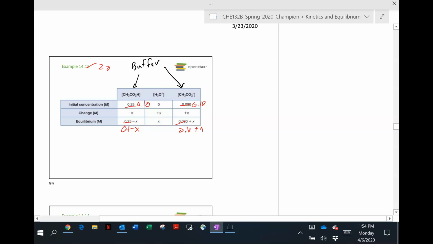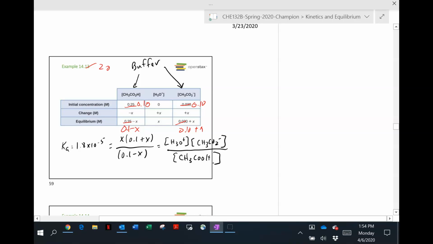The example in your textbook is 14.20, and if we plug these values in, Ka is 1.8 times 10 to the negative 5th because it's acetic acid, and we would have X times 0.1 plus X over 0.1 minus X. Of course X represents H3O plus. Our acetate, CH3CO2 minus, is the 0.1 plus X, and our acetic acid is the 0.1 minus X on the bottom there. The approximation that you can make here is that if X is small enough not to matter relative to 0.1, that means we can leave it out on both the top and the bottom.